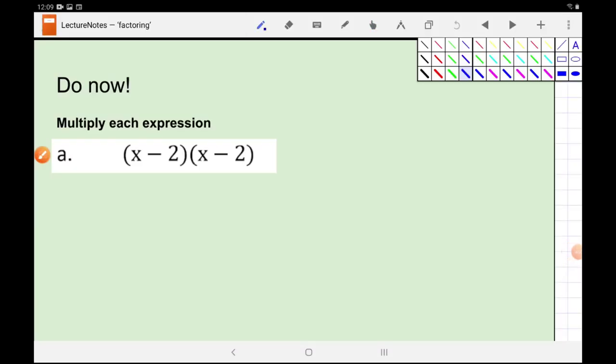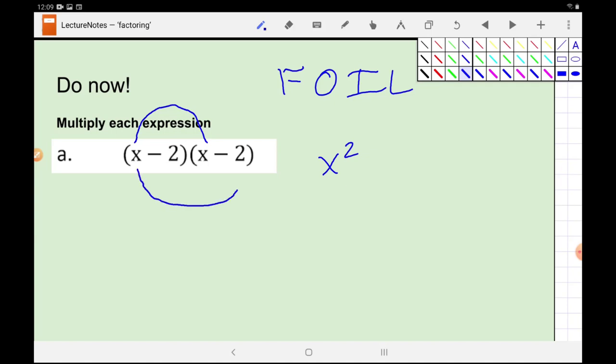Alright, for this problem, when we multiply our binomials, we're going to be using the FOIL method. So we're going to multiply the first, then the outer, then the inner, and last terms together. So the first terms we're going to multiply is x times x. What's x times x? X squared. And then we're going to go with our outer terms. So the outer terms are going to be the ones on the outside. So x times negative 2. What's x times negative 2?